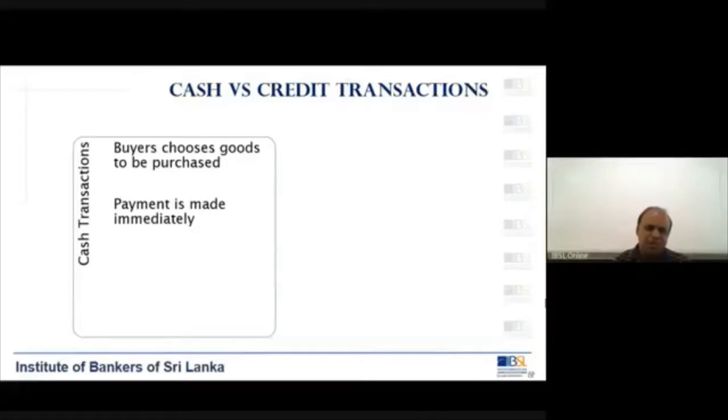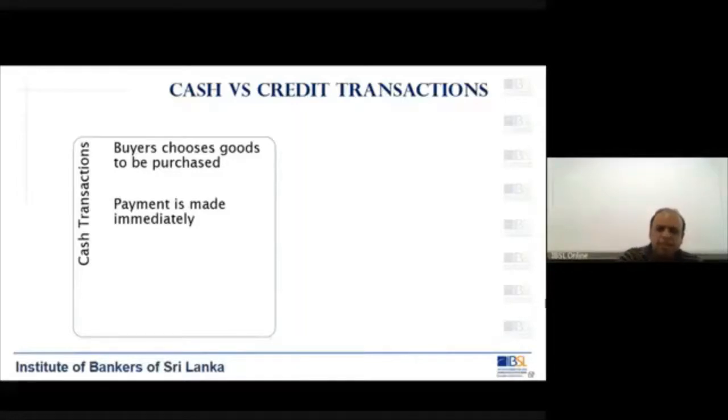So what does it mean? You will provide that plastic item, let's say a plastic doll. The doll will be sold to this particular customer if the customer pays this company cash immediately. So we say payment is made immediately.